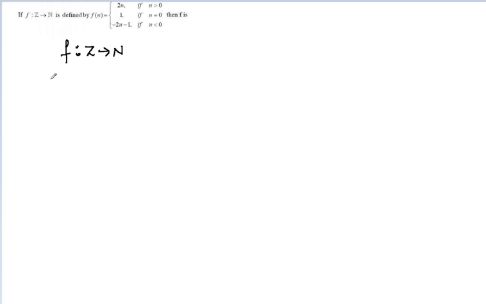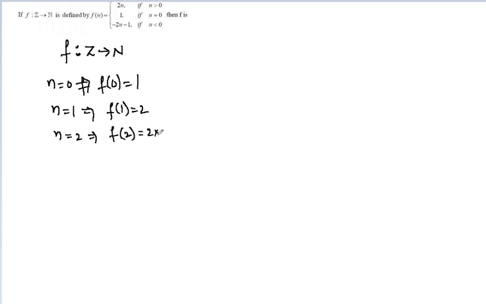For suppose if n is equal to 0, so f of 0 is equal to 1. For suppose n is equal to 1, that is n is greater than 0, that is function is given 2n, that is f of 1 is equal to 2. If n is equal to 2, that is f of 2 is equal to 2 into 2, that is equal to 4. For negative values, if n is equal to minus 1, that is f of minus 1 is equal to minus 2 into minus 1 minus 1, that is 2 minus 1 is equal to 1.